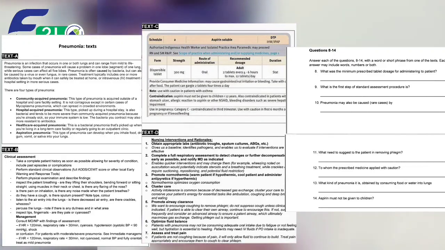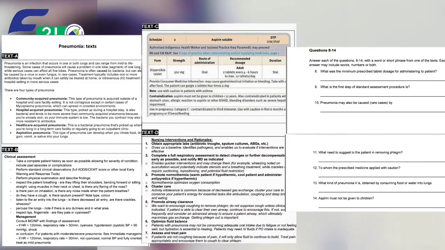12th one. To whom is the prescribed medicine applied with caution? To whom? 13. What kind of pneumonia is obtained by consuming food or water into the lungs? You know this answer, it is aspiration pneumonia, right? Because it is an easy one. If you know the answer, then don't waste your time reading the entire content.